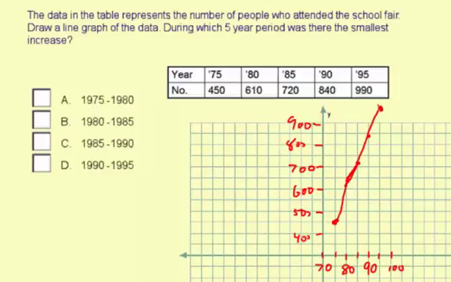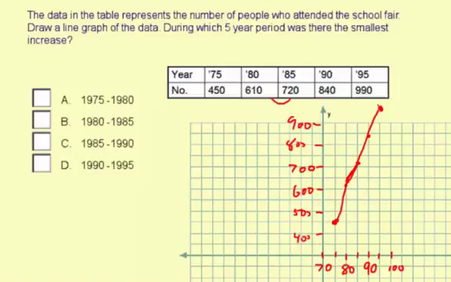And the question asks, during which 5-year period was there the smallest increase? Ideally, you ought to be able to look at your graph and tell the smallest increase. That'll be the least rate of change, so the slope will be the smallest. And it looks to me like it's between 1980 and 1985, because there's not quite as steep a slope there. So I'm thinking right here.